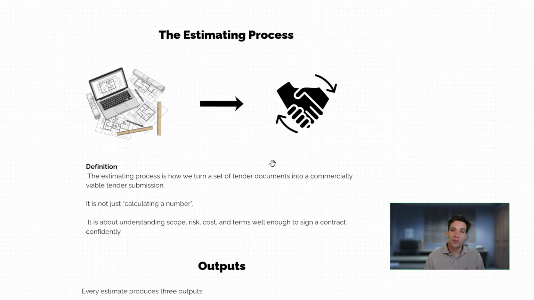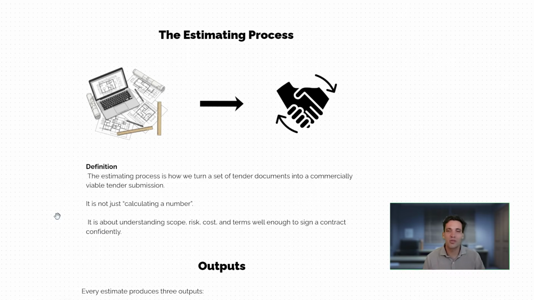Next up, let's work through the estimating process. Here, I'm going to talk about the entire process of how we go from getting bid documents or a tender package from our client and how we turn that into a commercially viable price and solution. The purpose of this section is really just to give you an overview of the entire process, which is going to help the further modules of the course make much more sense.